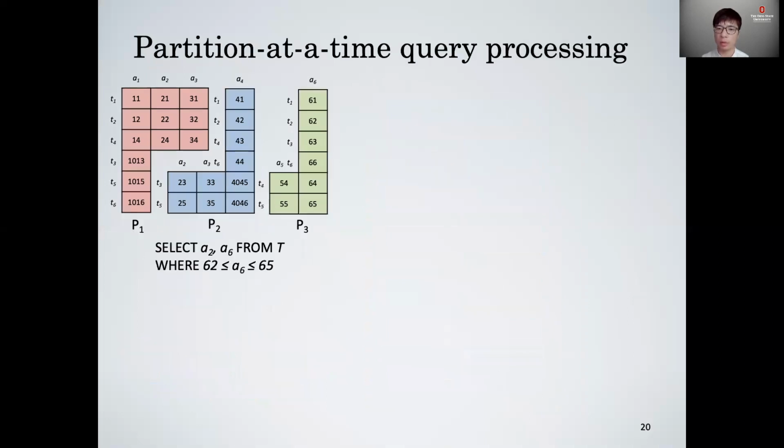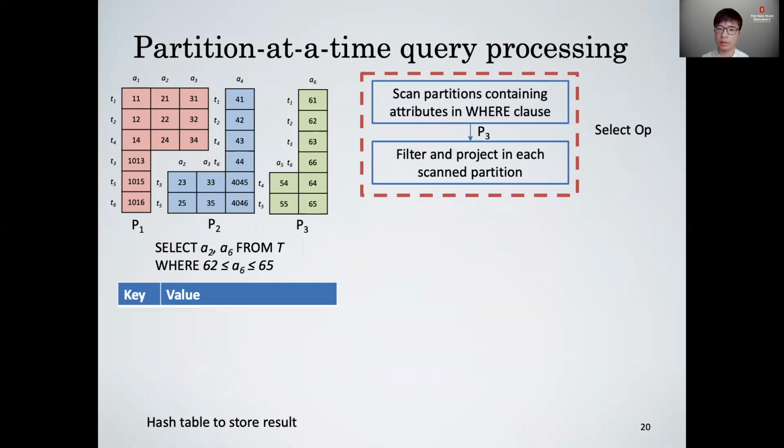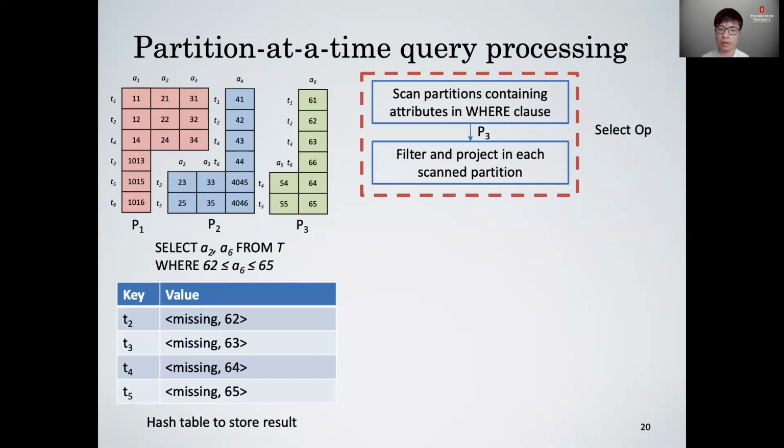So in this work, we propose a new query processing algorithm, the partition-at-a-time method, to read each partition just once. We also start with the select operator, loading the partition P3 and filtering these tuples. And at the same time, we initialize an empty hash table and fill the four tuples into the hash table along with the attribute A6, because we do not want to read the partition P3 again.